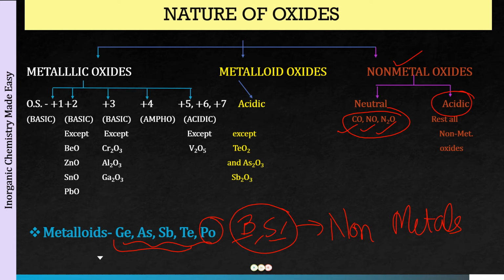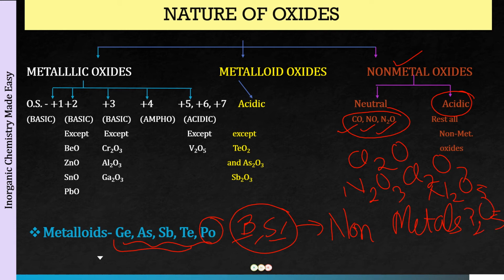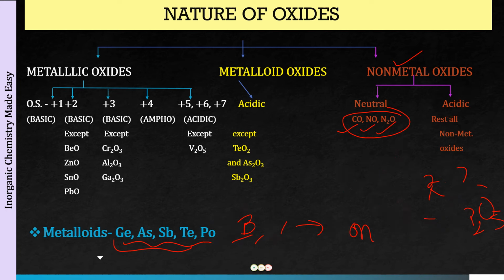Easy enough. It is going to be Cl2O, it is going to be Cl2O7, it is going to be N2O3, it is going to be N2O5, it is going to be P2O5. All the oxides of the non-metals are going to be acidic in nature. Okay. Next, just let me clear this out.